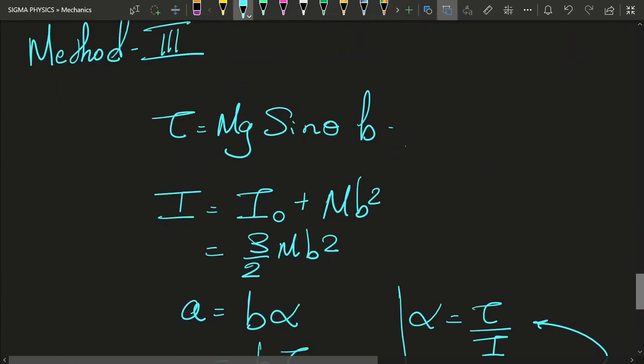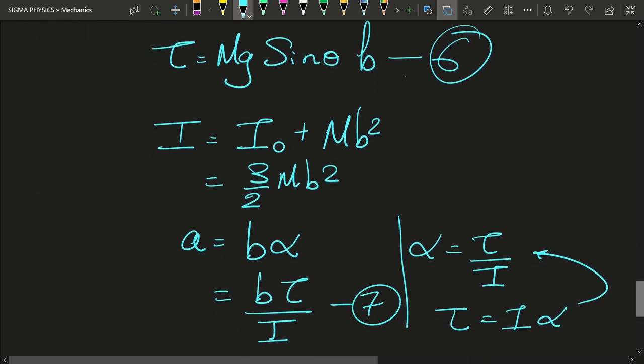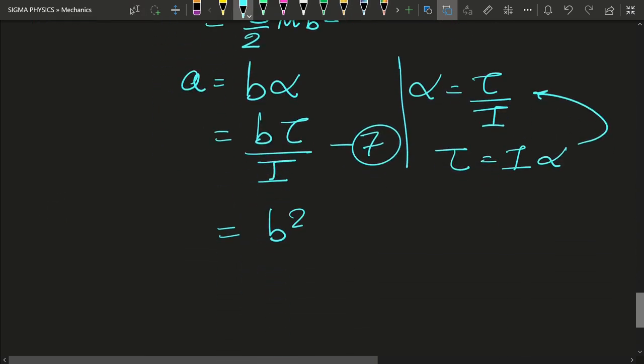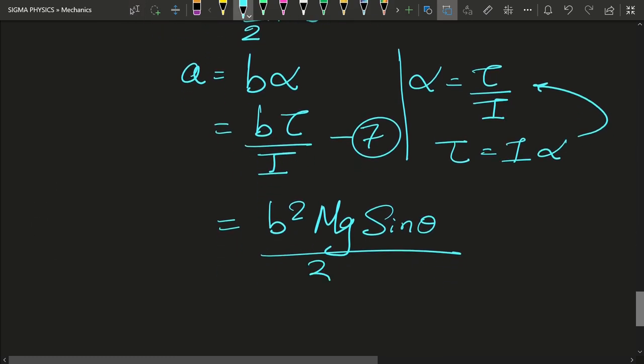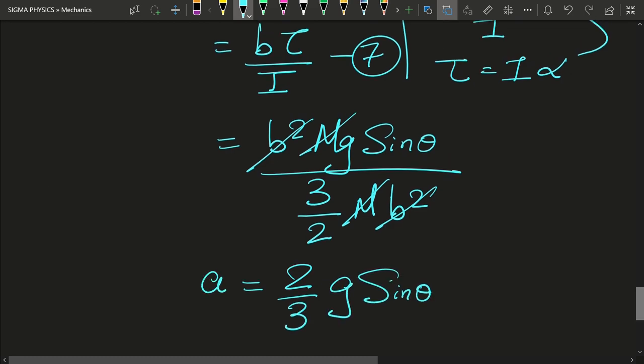So let me call this equation number 6. When I put equation number 6 into equation number 7, what I'm going to get is b, which is the torque, mg sin theta into b. So I'm going to get b squared mg sin theta divided by I. What was I? I was 3 by 2 m b squared. So 3 by 2 m into b squared. M and M get cancelled, b squared and b squared get cancelled. So I'll be left with, again, 2 by 3 g sin theta, which is our acceleration.